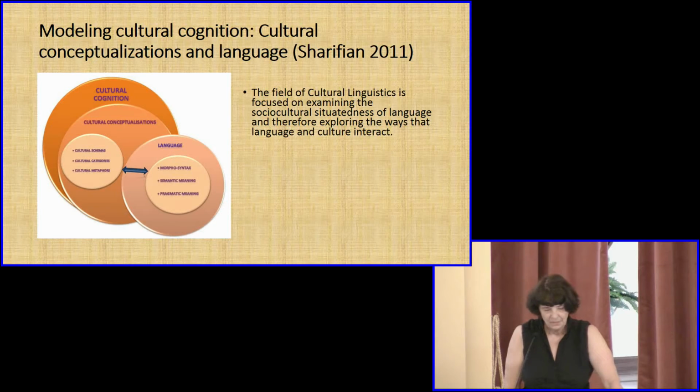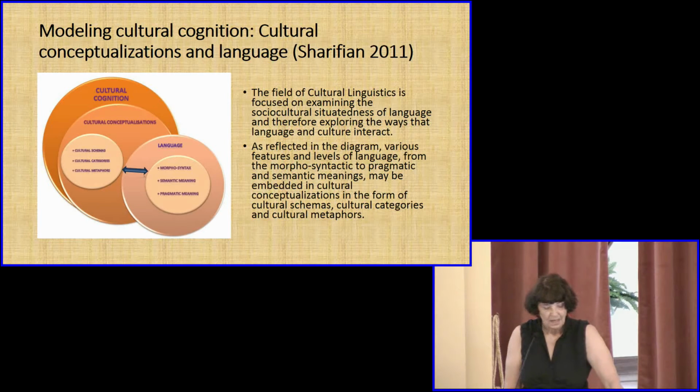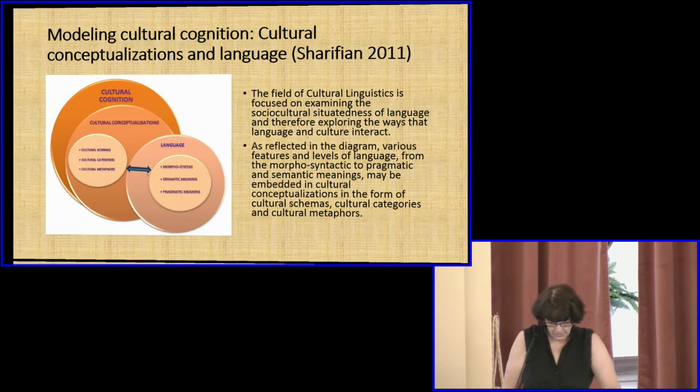The diagram that you see to the left is one that you're all familiar with. It talks about the various ways that you can look at cultural linguistics. As reflected in the diagram, various features and levels of language, from the morphosyntactic to pragmatic and semantic meanings, may be embedded in cultural conceptualizations in the form of cultural schemas, cultural categories, and cultural metaphors.